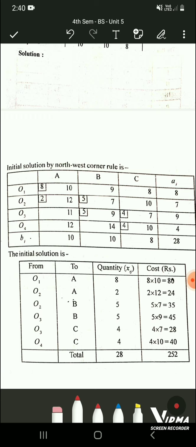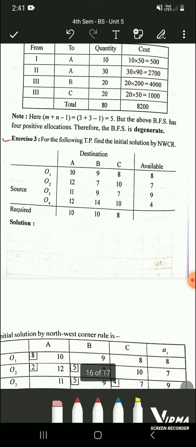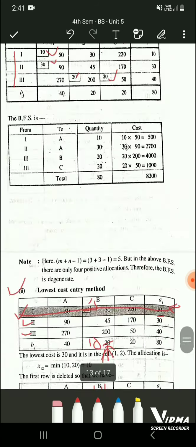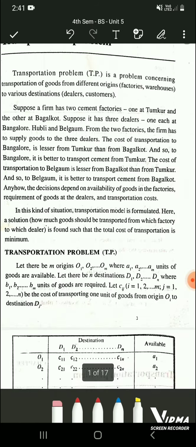and you can check whether the solution is degenerate or not. Here M is 4, N is 3, so 7 minus 1 is 6, and we'll see how many allocations we have made. 2, 3, 4, 5, 6. Therefore we can say it is a non-degenerate solution because M plus N minus 1 is equal to the number of allocations made. It is not less than that. So with this we have completed the 5th unit, that is transportation problem, and we have completed the syllabus. All the 5 units are completed.